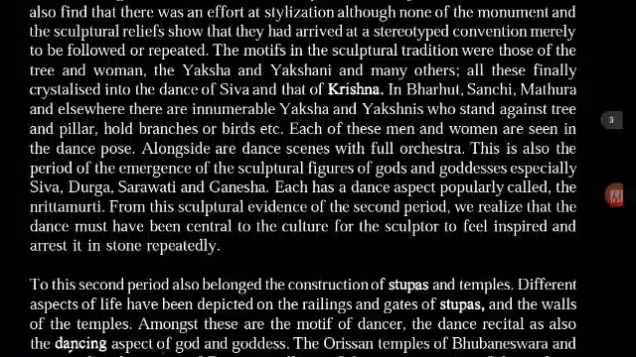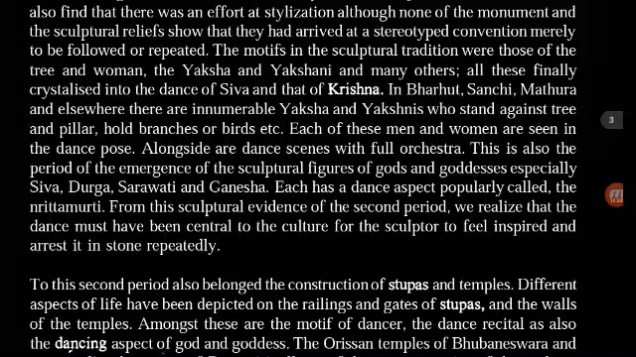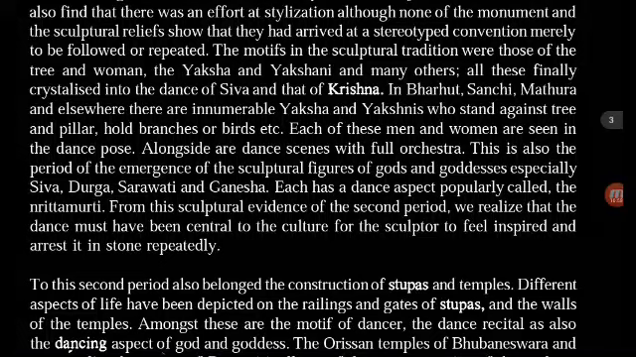The motifs in the sculptural tradition were those of the tree and woman, the Yaksha and Yakshini, and many others. All these finally crystallized into the dance of Shiva and that of Krishna. In Bharhut, Sanchi, Mathura, and elsewhere, there are innumerable Yakshas and Yakshinis who stand against tree and pillar, hold branches or birds, etc. Each of these men and women is seen in a dance pose. Alongside are dance scenes with full orchestra.